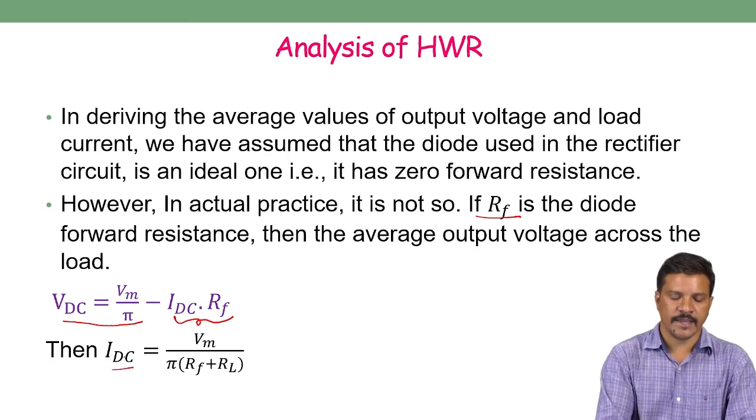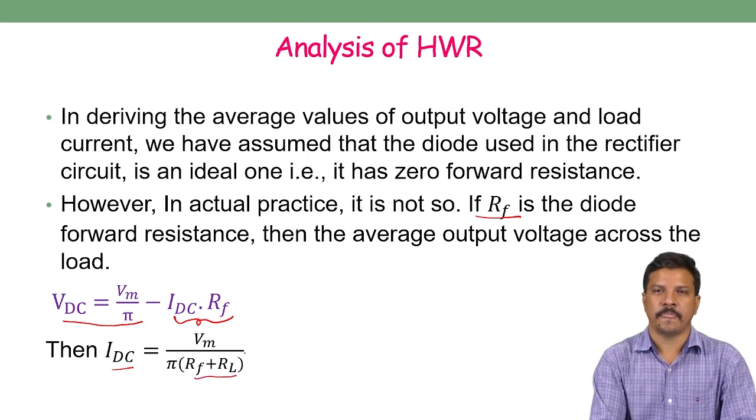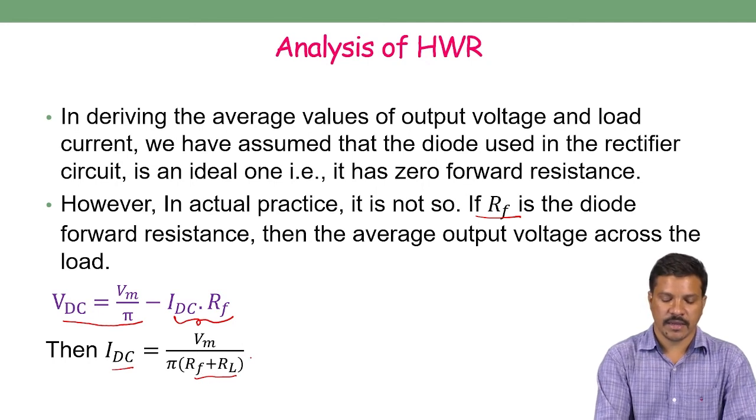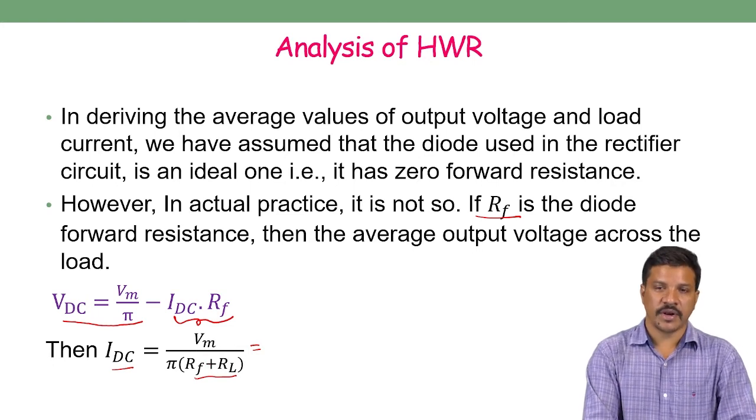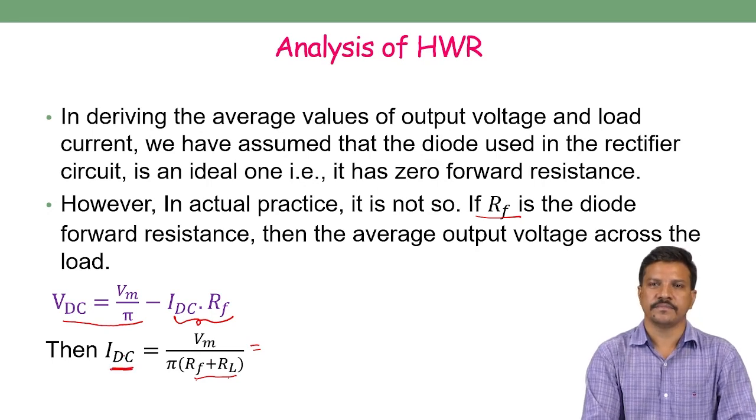Then what is the IDC? IDC is nothing but Vm by pi in the earlier case. Now it is Vm by pi into RF plus RL, where RF is the forward resistance and RL is the load resistance. So when we consider this forward resistance and load resistor, then you will get the DC current output.